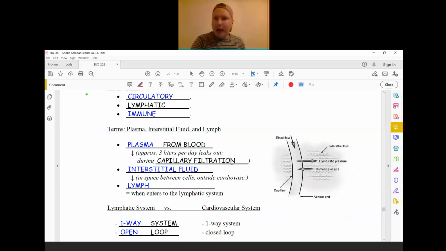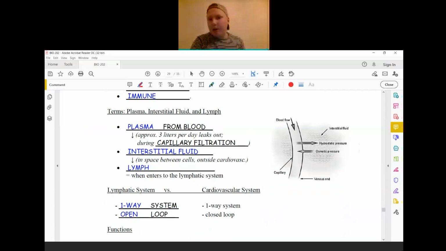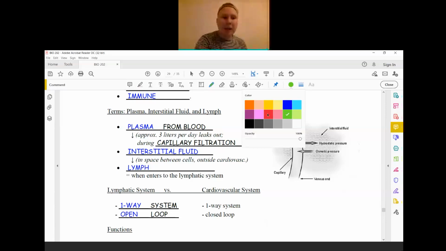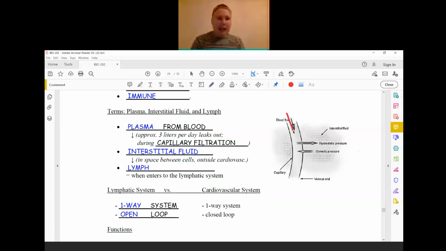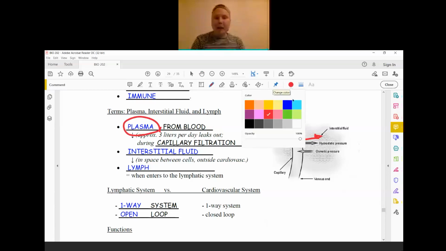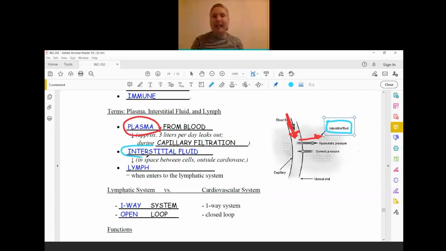So we saw if we had liquid that traveled within the blood vessel, that was blood. And the part of the liquid that leaves the blood vessel and goes out is going to be the plasma from the blood. But once it has left the blood vessel, we no longer call it plasma, although it's the exact same thing. Now we call it interstitial fluid. And once the interstitial fluid gets picked up by the lymphatic system, we no longer call it interstitial fluid, even though it is the exact same thing; we now call it lymph.